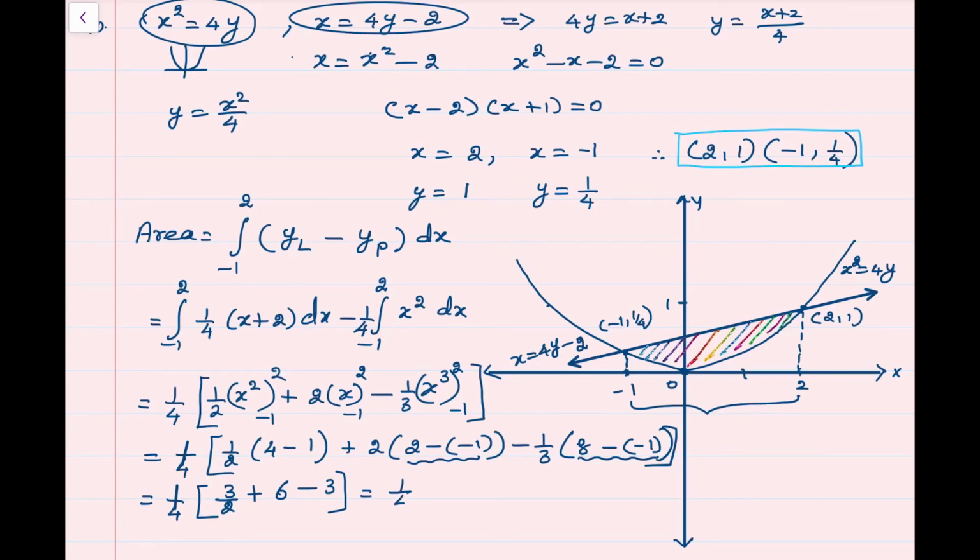which is 1 by 4 times 3 by 2 plus 3. 1 by 4, 2 is the LCM, 9 by 2. Therefore, the answer is 9 by 8 square units.